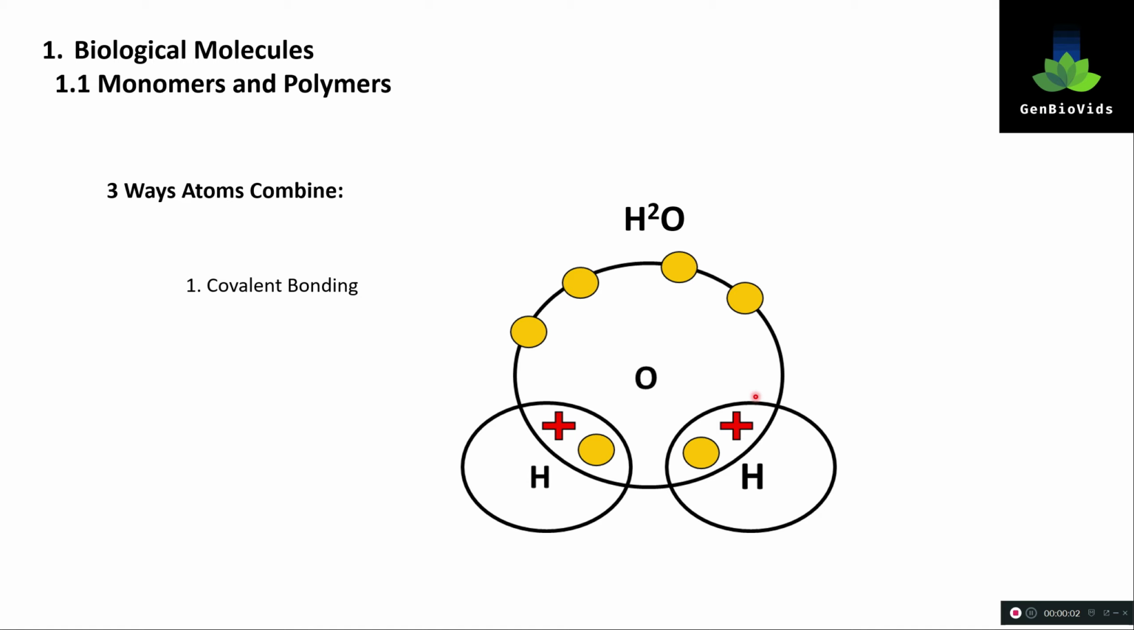Atoms are more stable when they have a full outer shell. So, with the hydrogen atoms sharing with the oxygen atom, all of the atoms have full outer shells. So this results in a more stable molecule. This type of bonding with the sharing of electrons in the outer shell is known as covalent bonding.